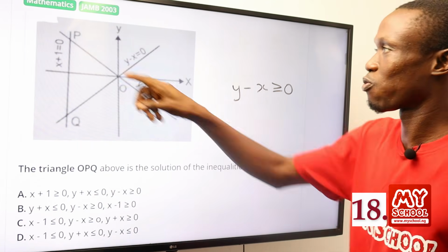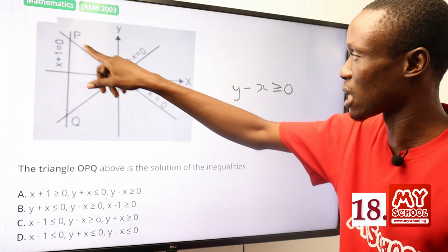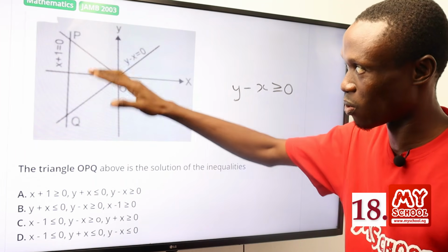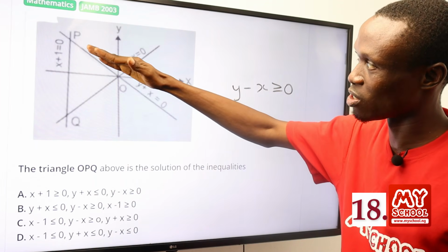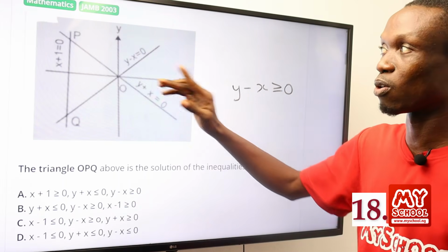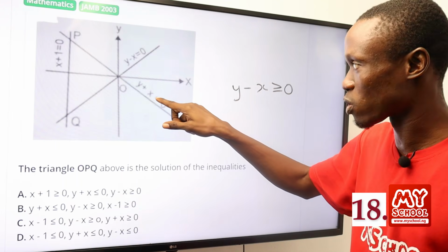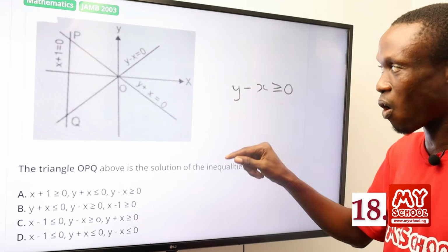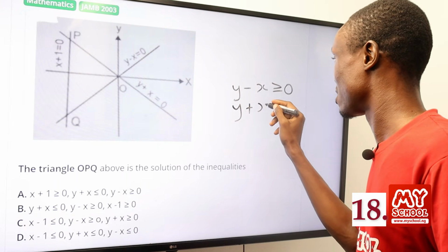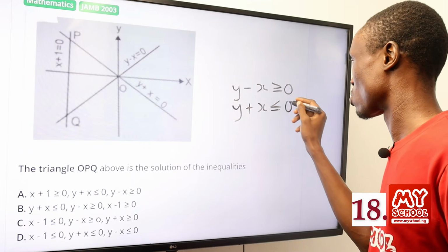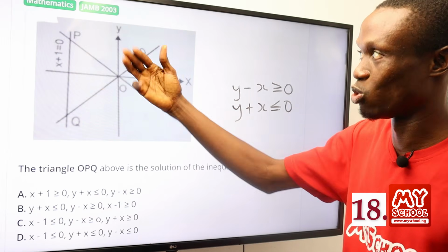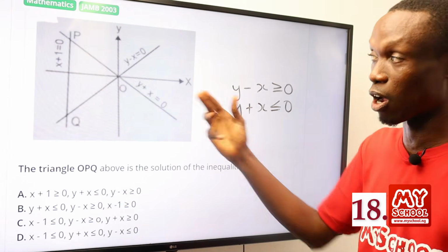Okay, then we'll now go for this other line. If you look at this other line, you discover that the lower part is involved in constructing this triangle. The lower part, not the upper part. So this is the upper part and this is the lower part. Since the lower part is involved, we are going to be having less than. So in place of this equal to, we'll replace it with less than or equal to. So for this line, we're having y plus x is less than or equal to 0, because the lower part is involved in drawing this triangle, right?